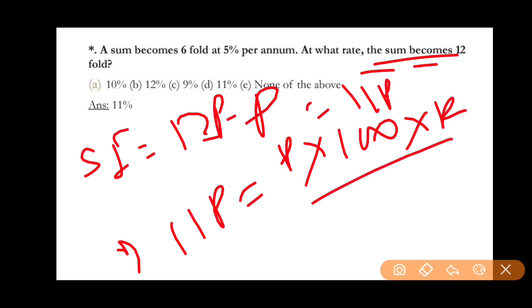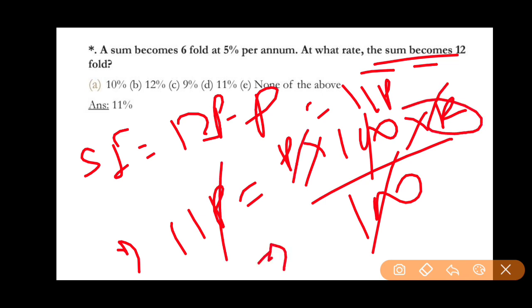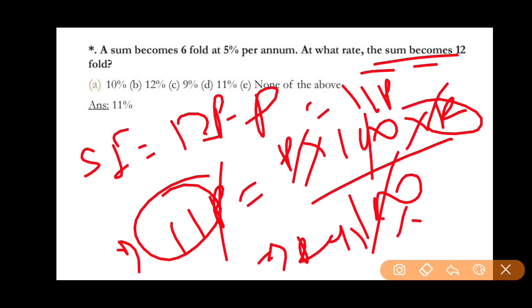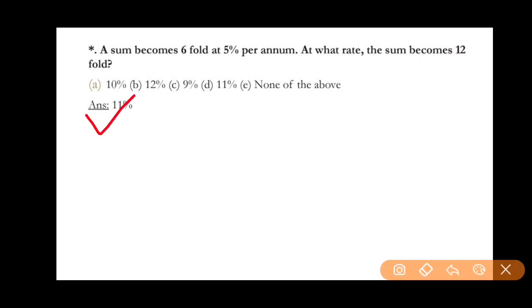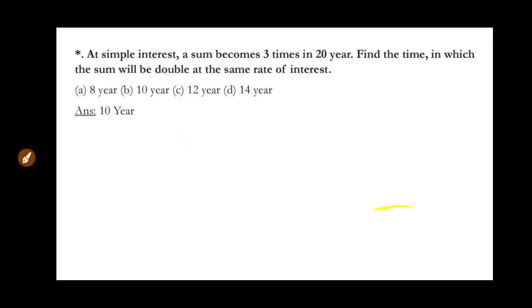Here you need to calculate the rate of interest only. 100 by 100 you just cancel, then p would be cancelled, and here rate of interest r equal to 11 only, so the answer will be 11%. So you can see over here the answer is 11%, and D will be the correct answer. So I will move forward with another question.